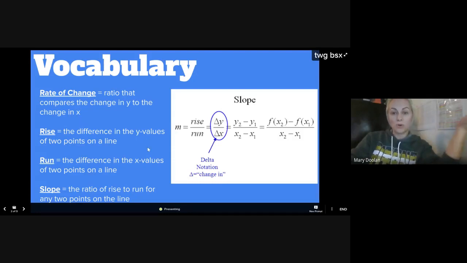You can just have 2 ordered pairs and you can subtract the y values like it shows you right here, y2 minus y1. Run is the difference in the x values. You can visually count that on a graph, or if you're just given 2 ordered pairs, either in ordered pair notation in parentheses, or even in a table, you can find the slope that way. The run is just x2 minus x1. You subtract the 2 x values. And so the slope is the ratio of rise to run for any 2 points on the line.